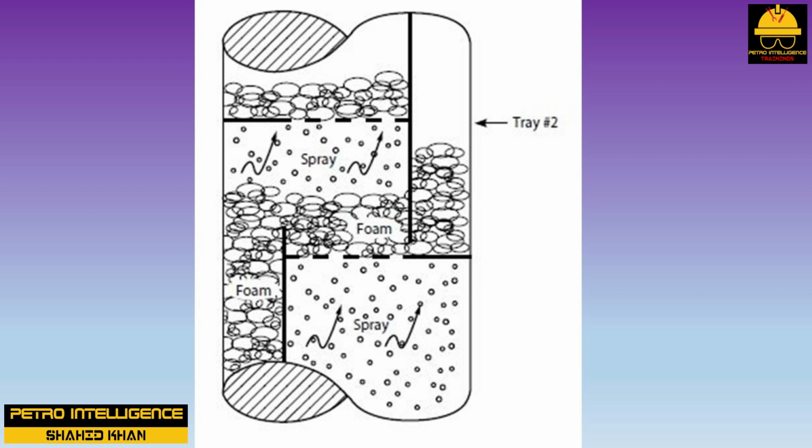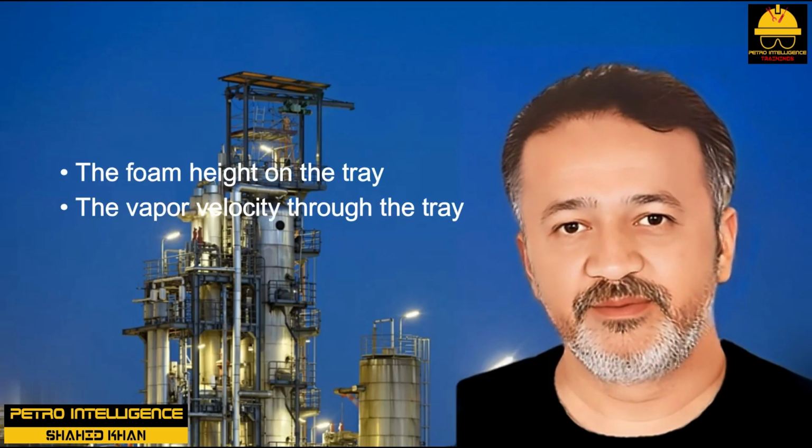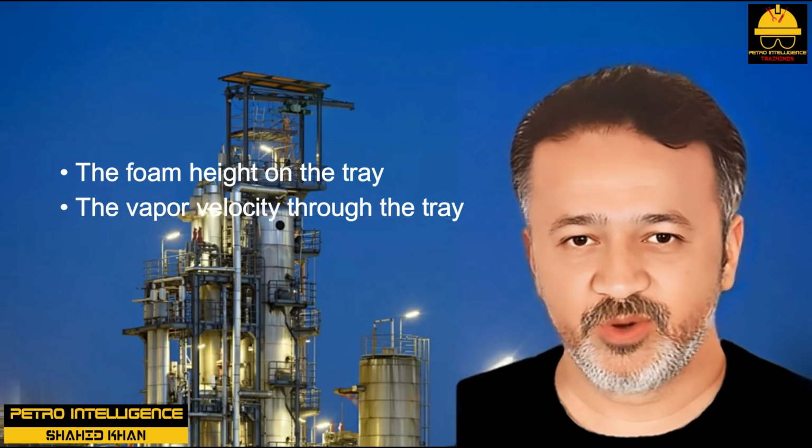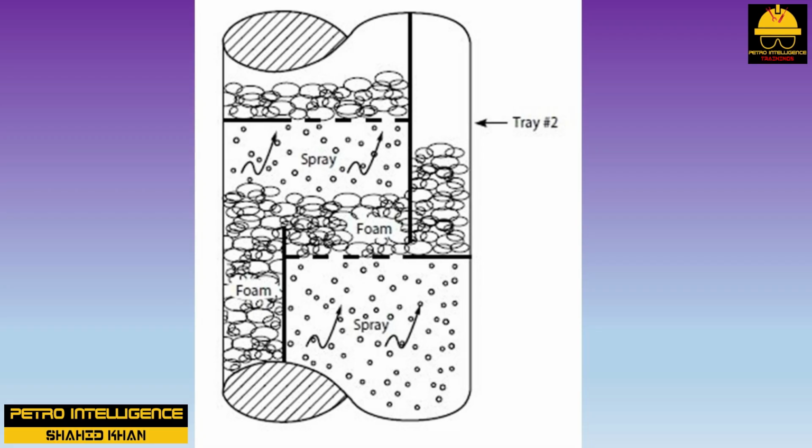The spray height of this entrained liquid is a function of two factors: the foam height on the tray and the vapor velocity through the tray. High vapor velocities, combined with high foam levels, will cause the spray height to hit the underside of the tray above. This causes mixing of the liquid from a lower tray with the liquid on the upper tray. This back mixing of liquid reduces the separation, or tray efficiency, of a distillation tower.